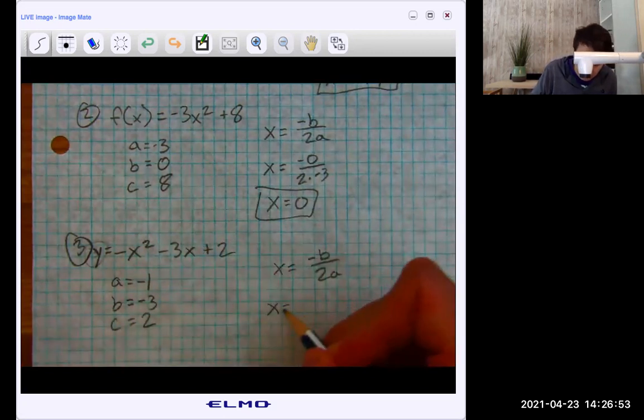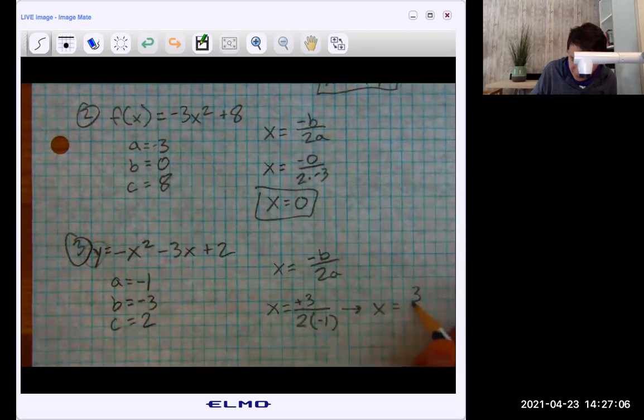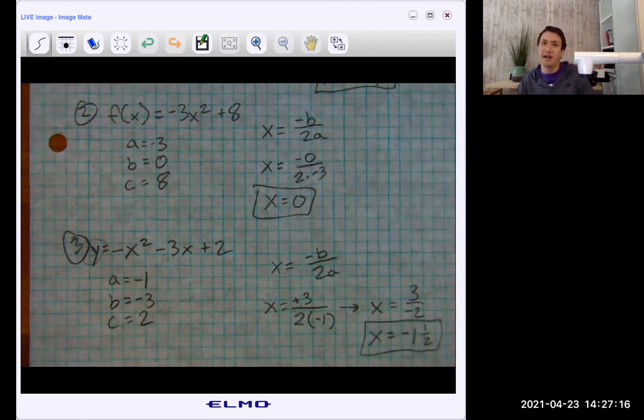So now, for my line of symmetry, it's going to be negative 3. So that just means positive 3 over 2 times negative 1. So if I simplify that, I get x is 3 over negative 2. X is negative 1.5. That's kind of similar to the answer we had before on a different one, but still different. So that again is the line where the parabola reflects itself.